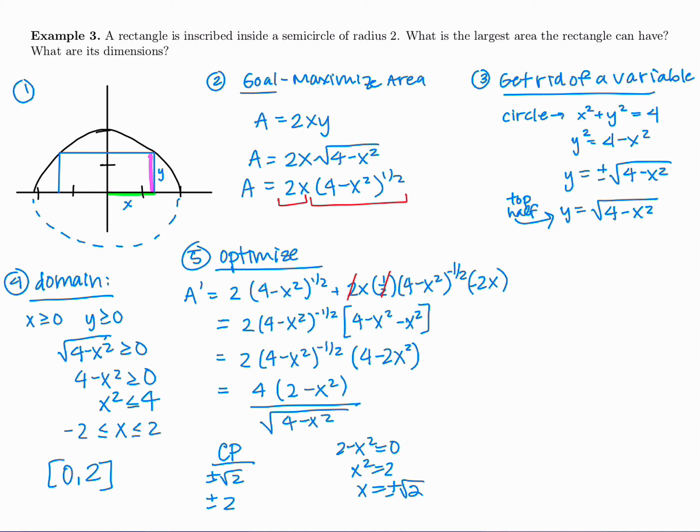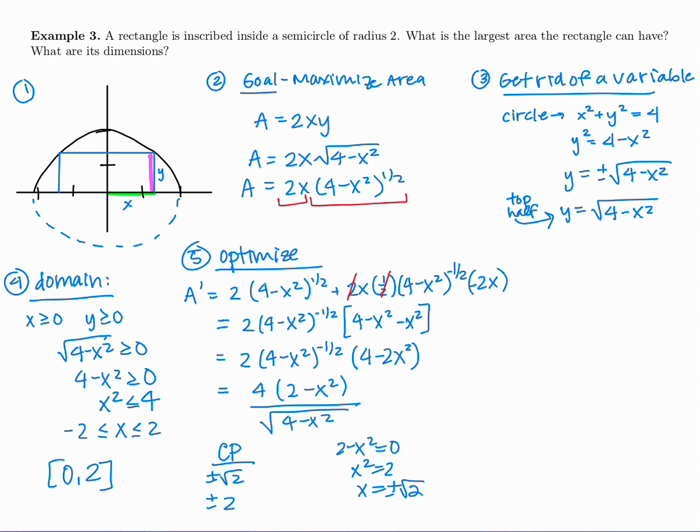However, I'm not going to use them all because some of them aren't in my domain. Notice the negatives in each case are outside of my domain, so I'm only going to deal with the positive square root of 2 and the positive 2. And then I make sure I have my endpoints as well, 0 and 2.